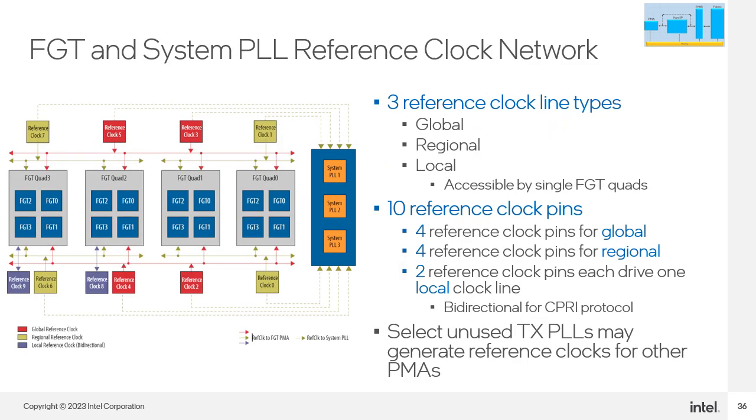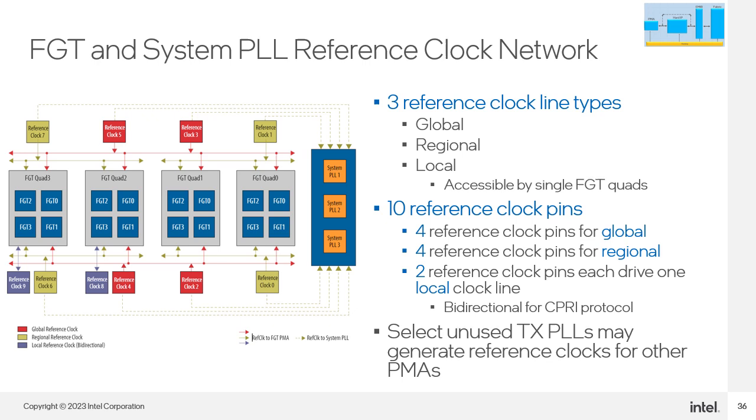The FGT and system PLL reference clock network is hierarchical, divided into three clock line types: global, regional, and local. Global clock lines, shown in red, drive all FGT PMA and system PLLs. Regional clock lines, shown in yellow, drive two FGT quads and all three system PLLs. Local clock lines, shown in purple, each drive a single quad.